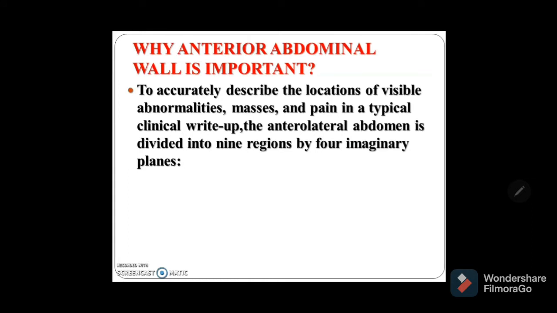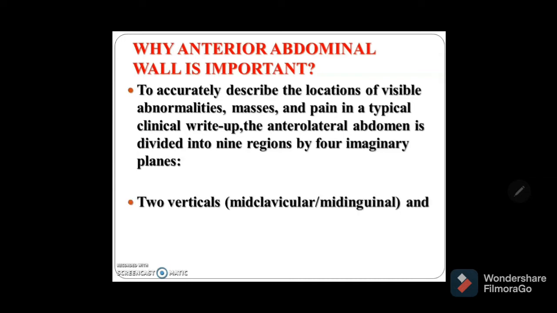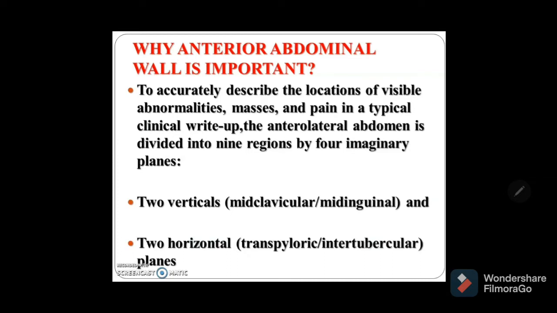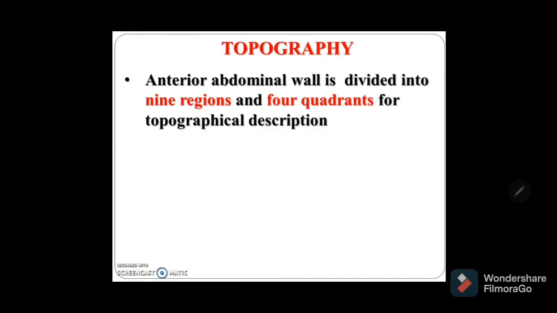It is also used to describe the locations of the swellings, pain or scars in the anterior abdominal wall by dividing it into 9 regions and also 4 quadrants. It is divided into 9 regions by 2 vertical planes and 2 horizontal planes. So these are the 4 imaginary planes by which we will be able to locate the different organs.